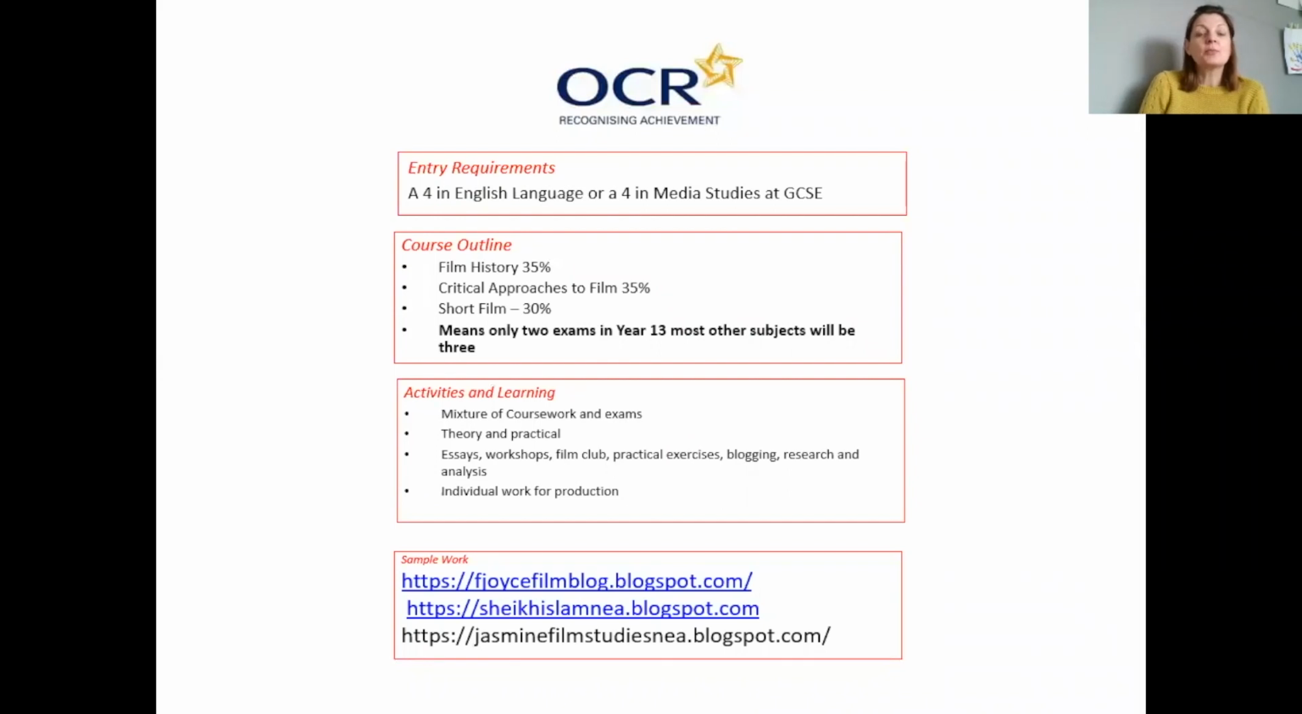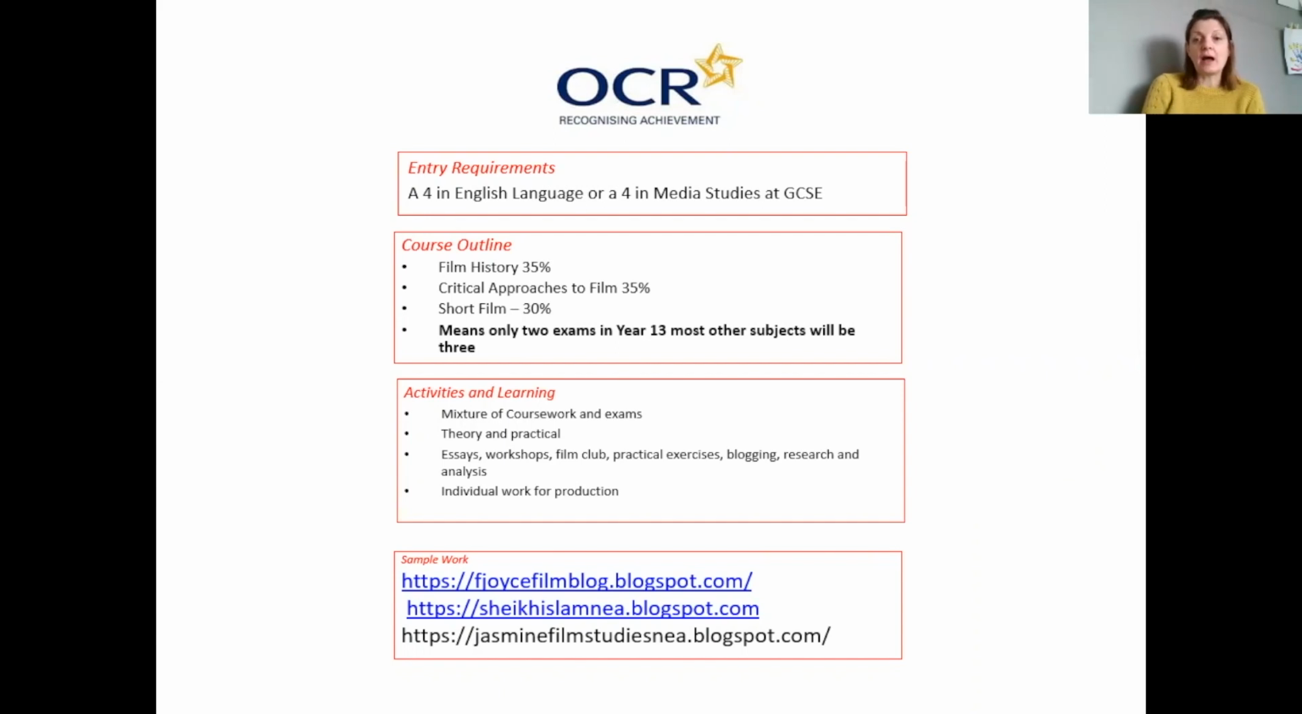So first of all, things to be aware of is that the course is run by OCR and you need a 4 in English language or a 4 in media studies at GCSE if you've done media studies or an equivalent sort of qualification. And the course is really made up of 3 distinct areas. Film history, which is one exam, which is worth 35%.